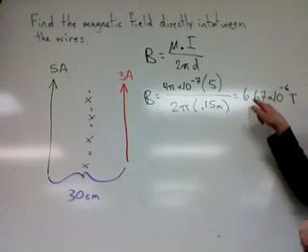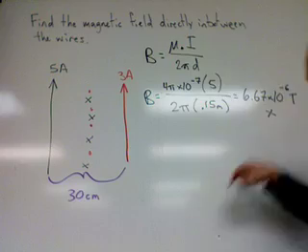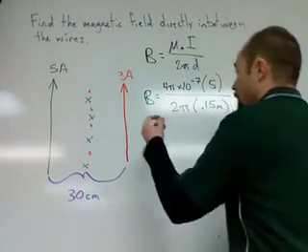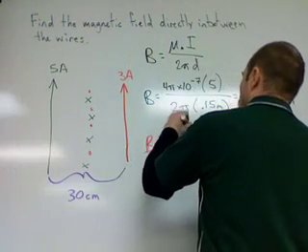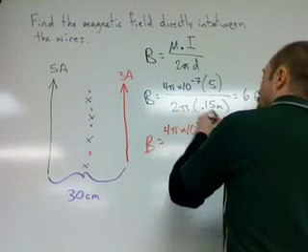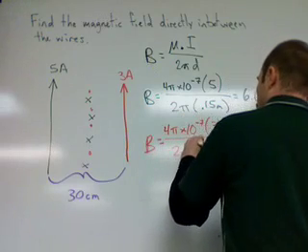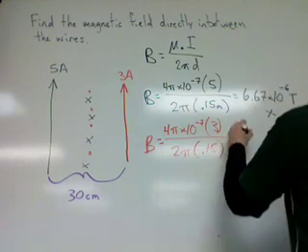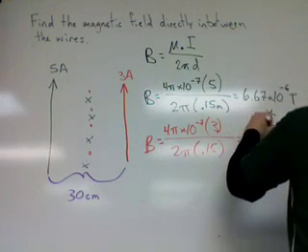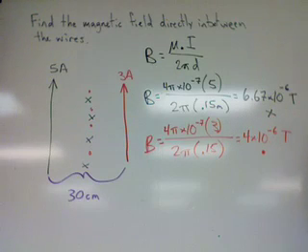It's a vector, so you need to know how big it is and the direction. For the red one, my formula is going to be 4 pi times 10 to the minus 7 times 3, divided by 2 pi times 0.15 again. If you do the math there, you would get 4 times 10 to the minus 6 Teslas, and that is pointing out of the page.